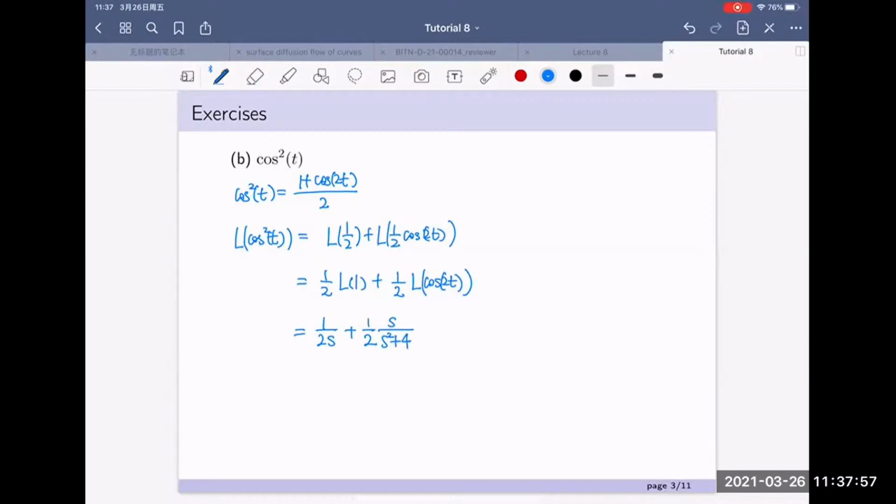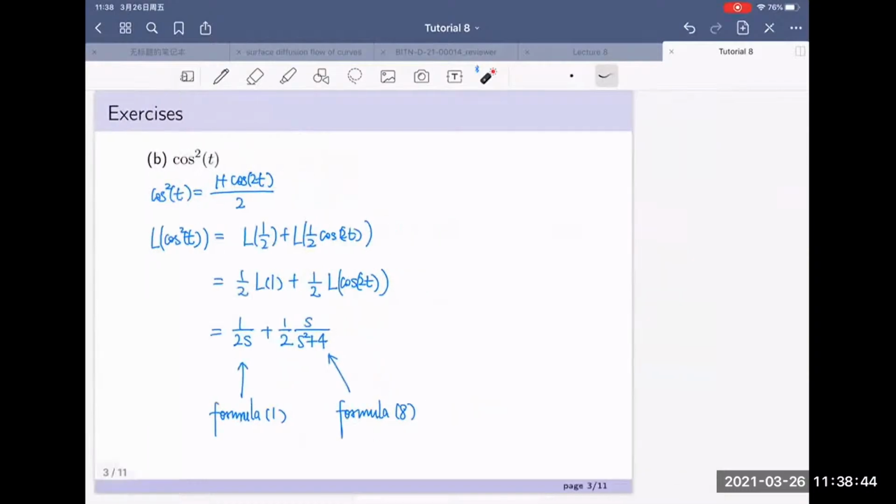Okay, so this is formula 1, and this is formula 8. This is the basic idea. If this function is not directly on the table, you should convert it to some simpler function which you can find on the table.